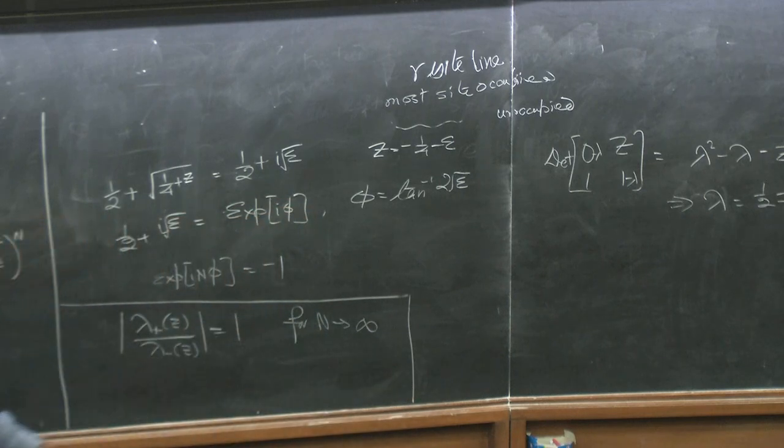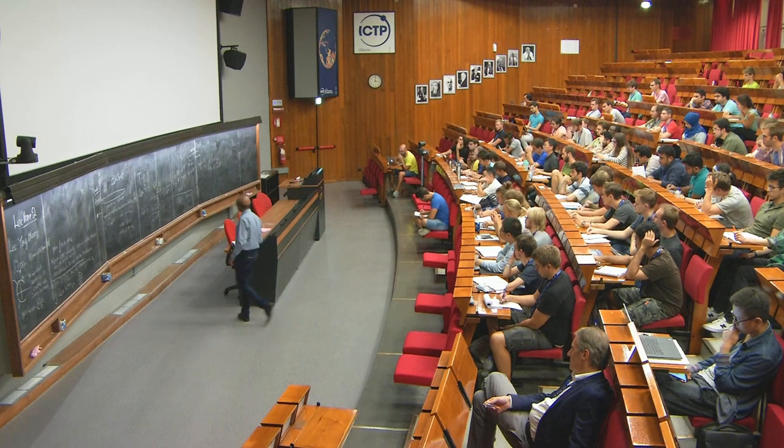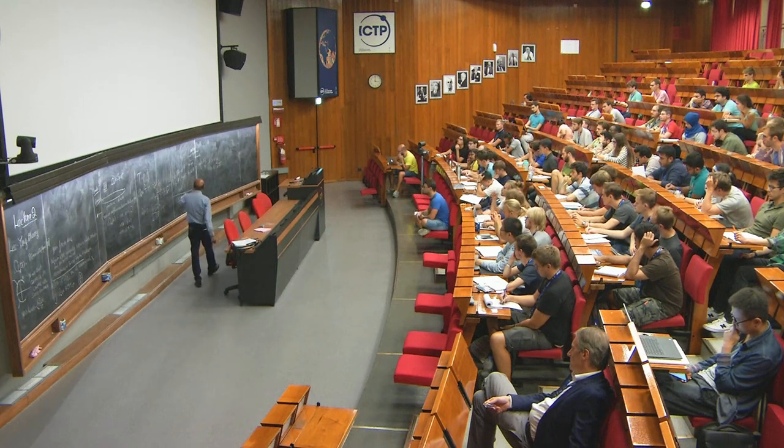Okay, so this is the condition for the zeros of the polynomial. Now this condition will not be satisfied everywhere. In this case, it is satisfied along the negative real line going from minus 1 by 4 to minus infinity.